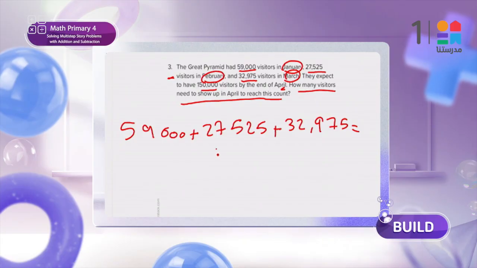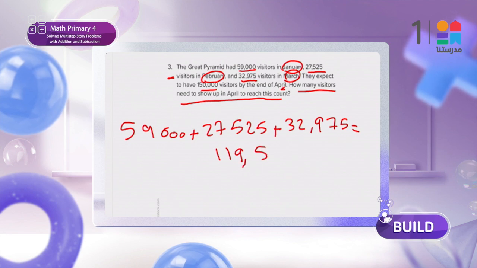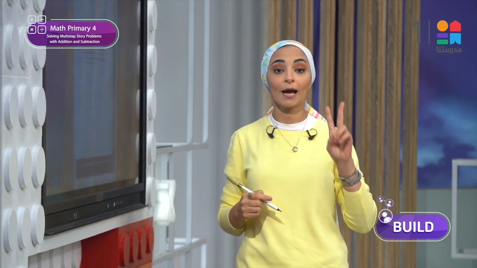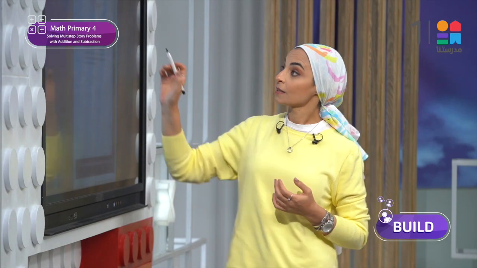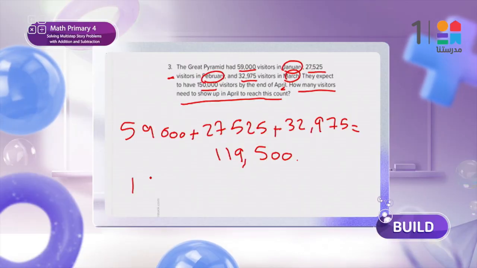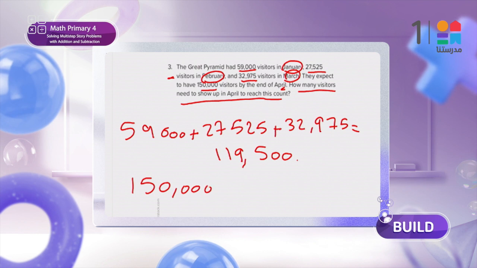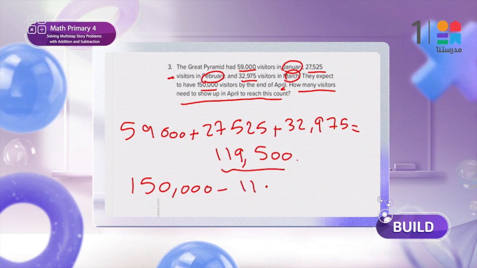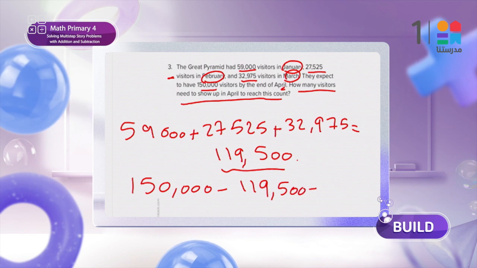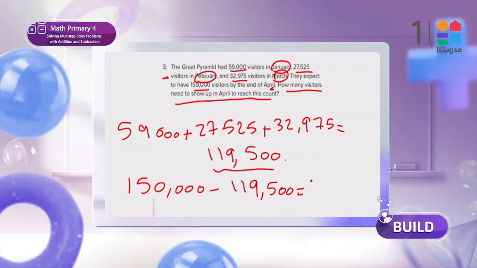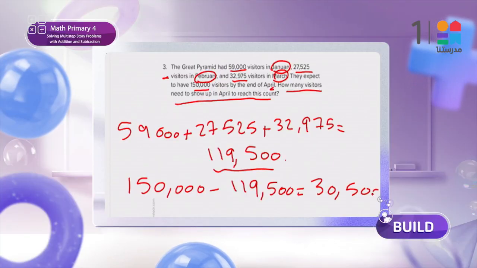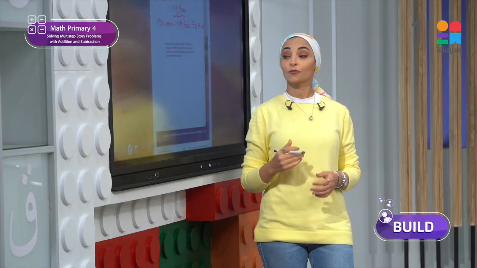Right, the answer will be 119,500. Then we will use the subtraction. So the second step, what will I do? I will do subtraction to determine the number of visitors left. What minus what? Yes, the biggest number, which is 150,000 minus 119,500. Can we do subtraction of these two numbers? Right, the answer will be 30,500. Now, let's move to problem number 4.